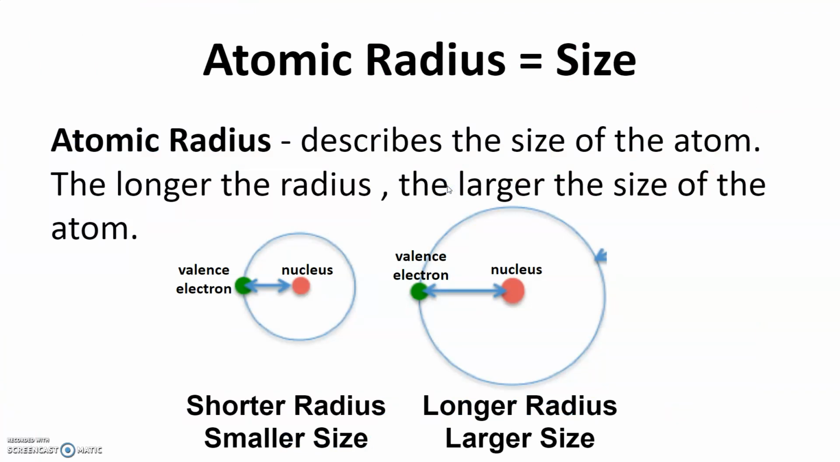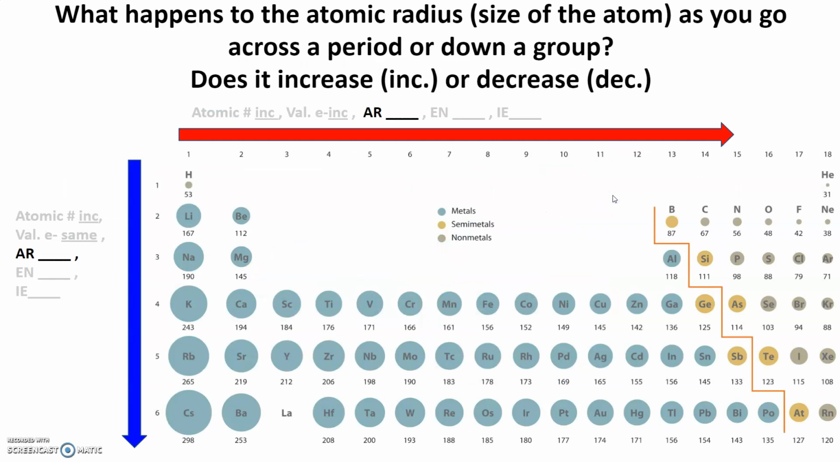Okay, our next trend was atomic radius. That describes the size of an atom. So the larger the atom, the larger the radius. So let's take a look at this diagram here. We have atoms. So you notice that they're different sizes. What happens to the atomic radius or size as we go across a period? And what happens as we go down a group?